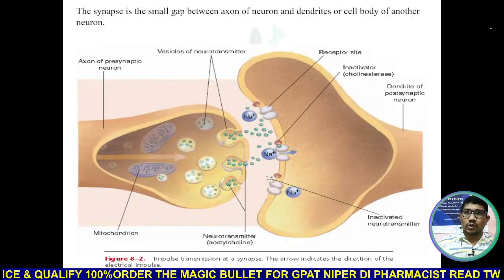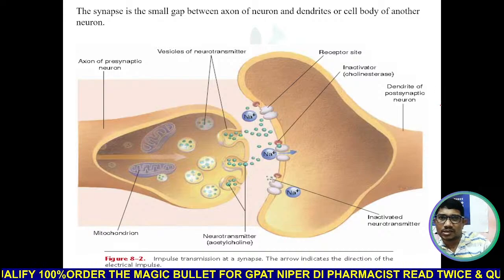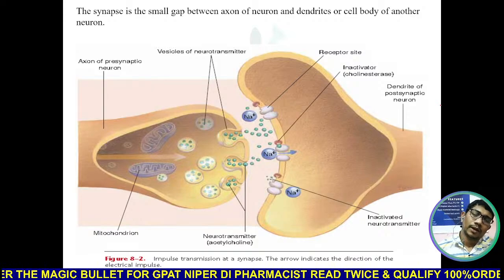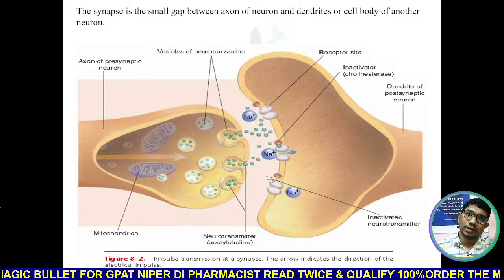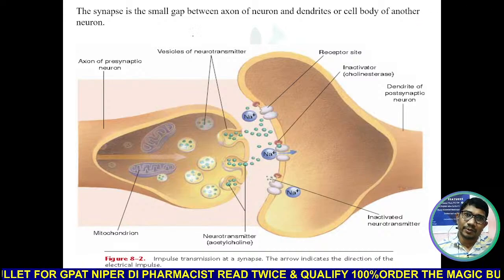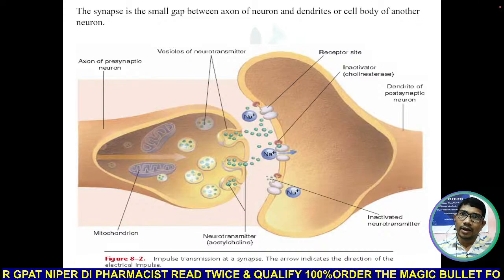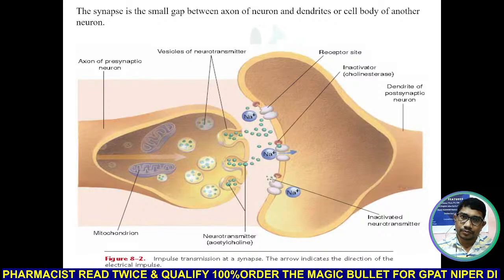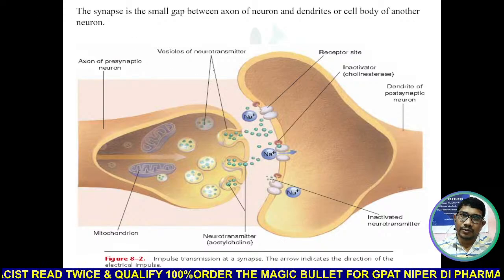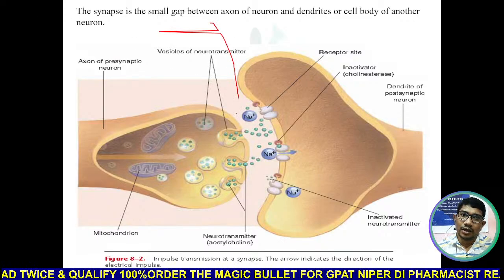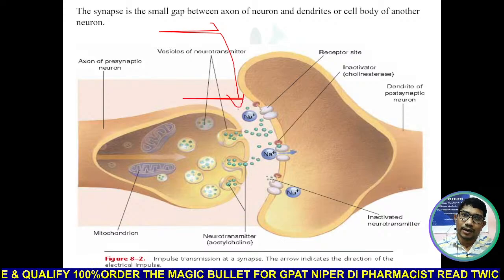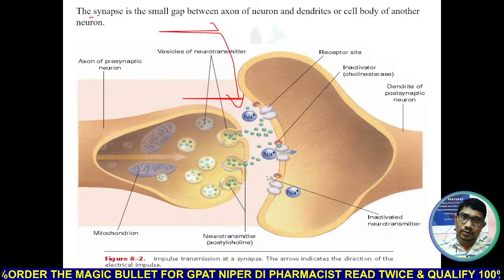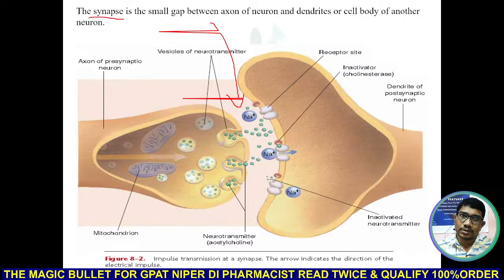Okay, so how is there a transmission of impulse across two nerves or two neurons, right. The gap present between the axon of one neuron and the dendrites or cell body of another neuron is known as a synapse.